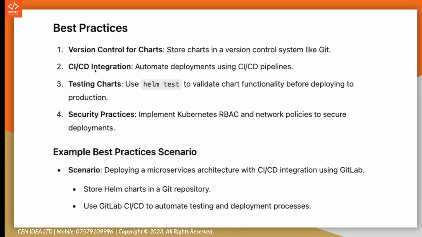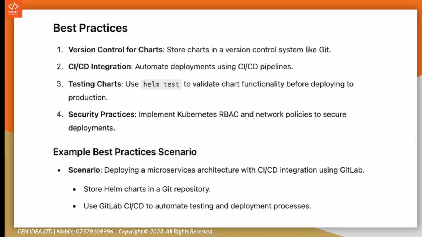So very last things, let's talk about best practices within Helm. First one is version control for charts. So store charts in a version control system like Git. So please do that, store that, but don't store your sensitive details really. I don't think we need to overemphasize that one. The second thing is CI/CD integration. So automate deployment using a CI/CD pipeline really, so that CI/CD can take over and be doing that for you.